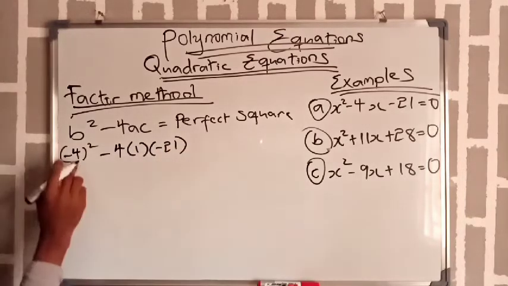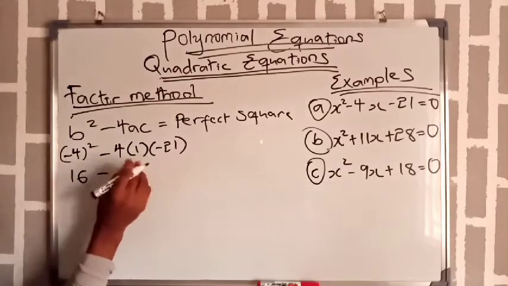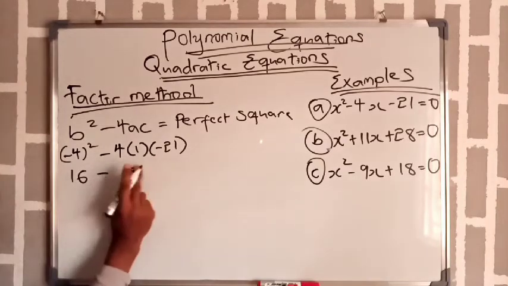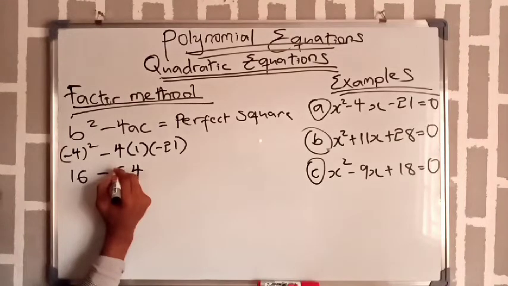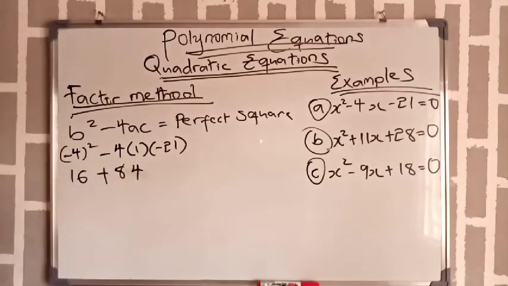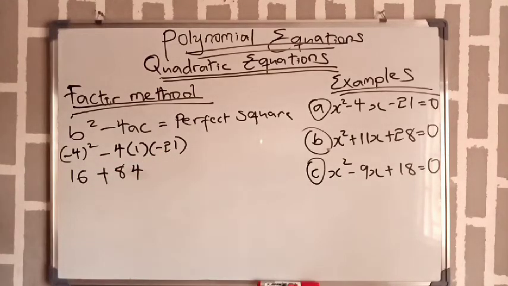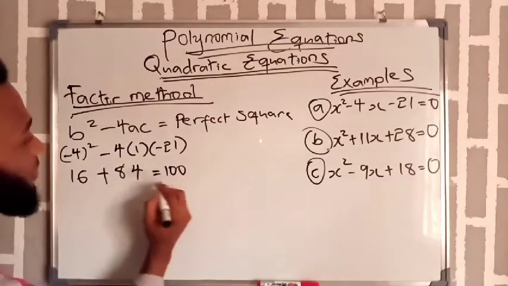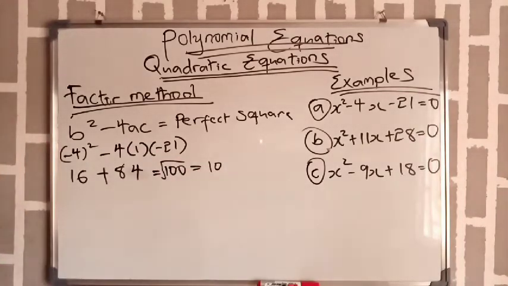So let's see the perfect square. Multiplying this gives us 16, minus 4 multiplying 1 multiplying minus 21. Yeah, because this would affect this. So let's sum that up. That's 16 plus 84. That gives us 100. And we all know the square root of 100 is 10. That's simply telling you it's a perfect square.